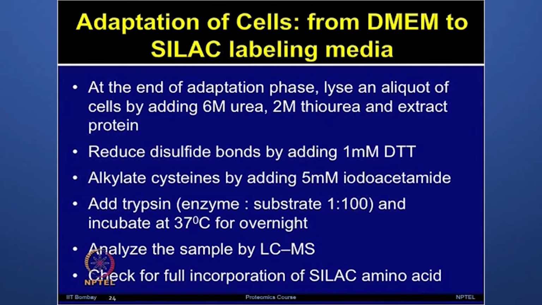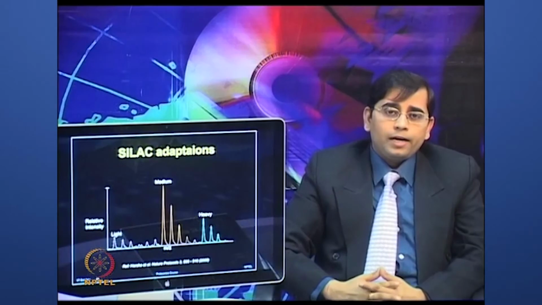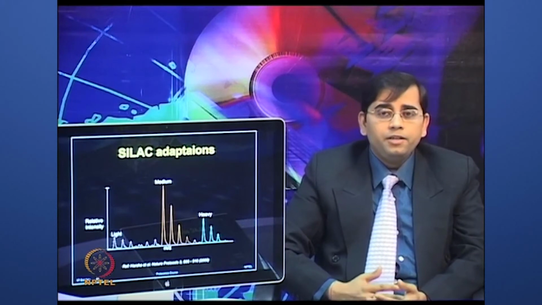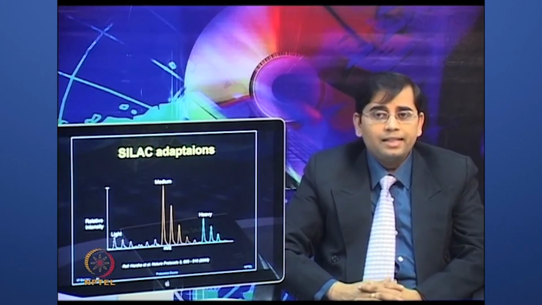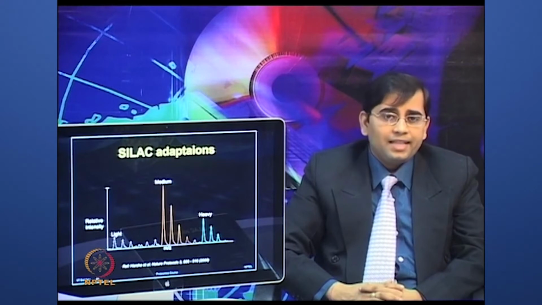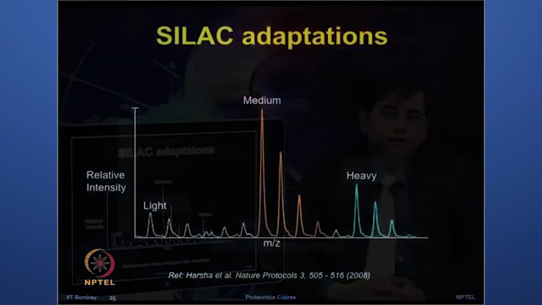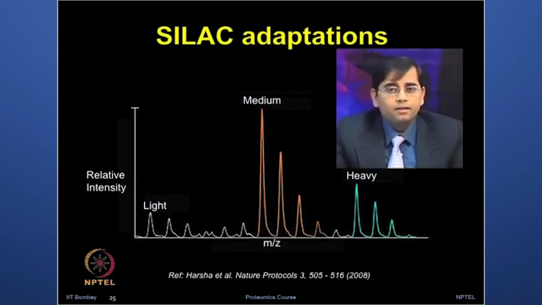Then these samples can be analyzed by LC-MS or LC-MS/MS, but the first thing one needs to ensure is that the SILAC labels are fully incorporated. So, adaptation of cell lines in heavy medium is the first step in SILAC based experiments. Cells are adapted in heavy medium for at least 5 or 6 doublings to be fully labeled. The digested protein samples can then further be analyzed by mass spec.